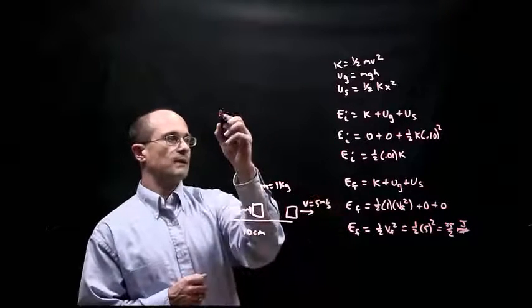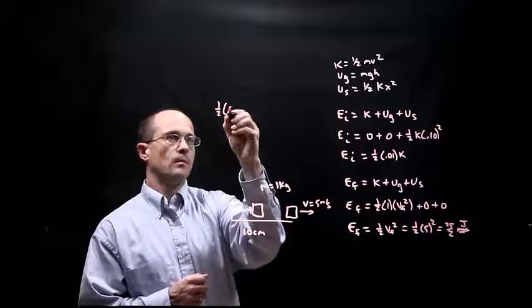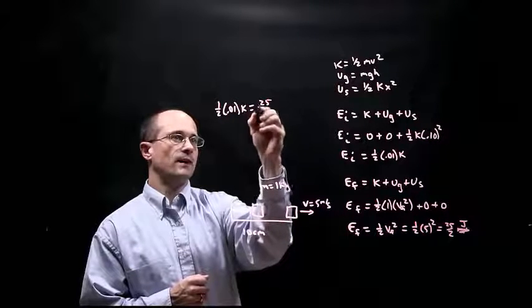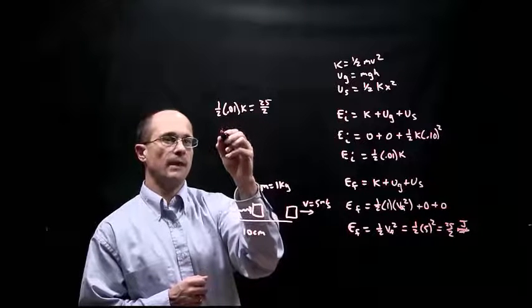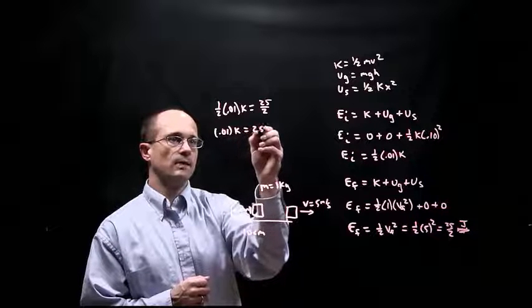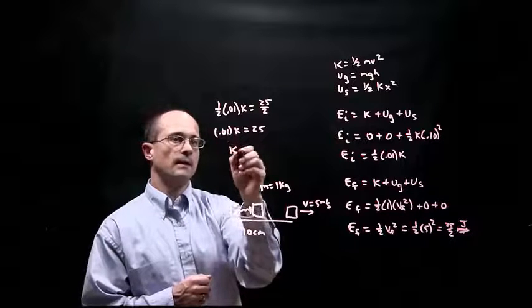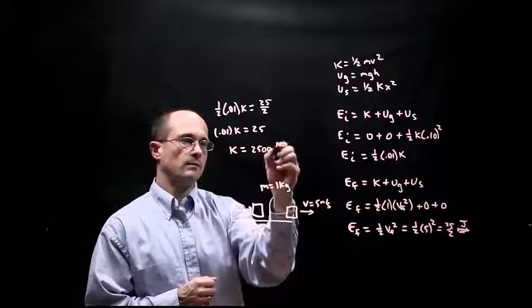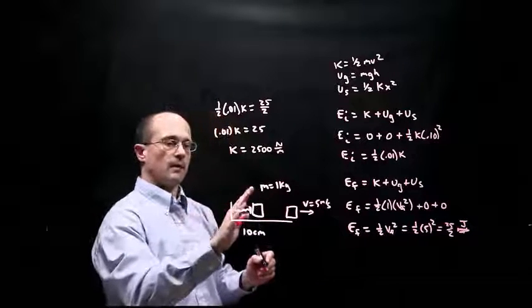So when we set energy initial equal to energy final, we have 1/2 of 0.01 times our k equal to 25 over 2. We can cancel off the half, and so we have 0.01 times k is equal to 25. When we divide both sides by 0.01, we get k is equal to 2,500 newtons per meter.